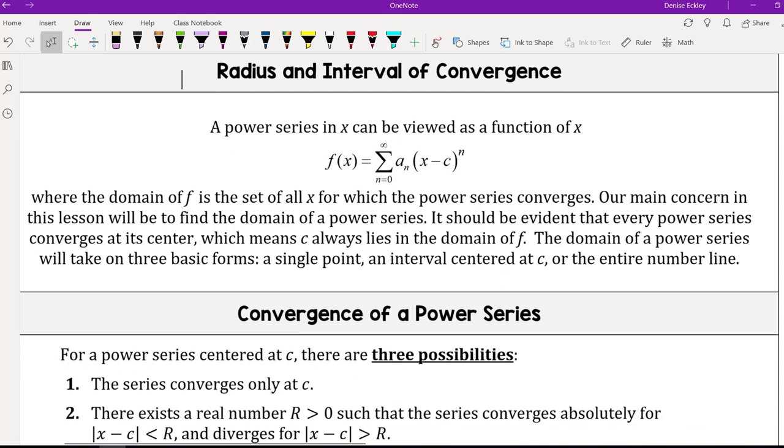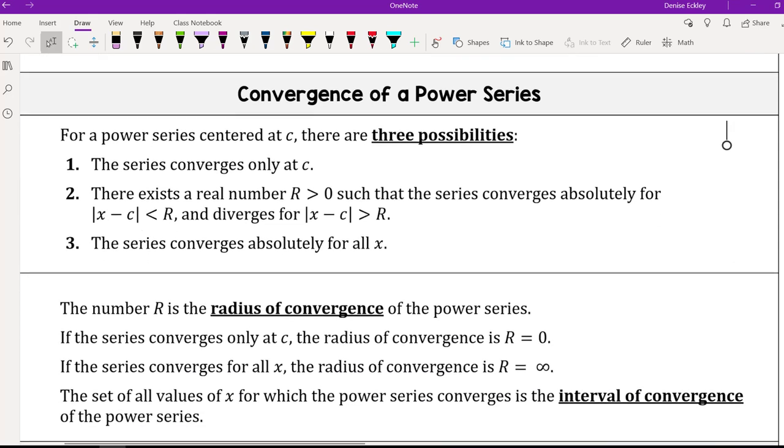So the radius and interval of convergence. We have our power series, which looks like this infinite series: summation from n equals 0 to infinity of a sub n times x minus c to the n, where the domain of f is the set of all x's where the power series converges. So our concern is to find that domain. And it should always converge at its center, which is c. So c is always in the domain. We're going to look at three ideas here: whether it converges at a single point, on an interval centered at c, or on the entire real number line.